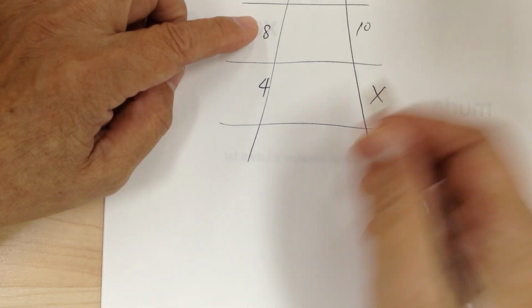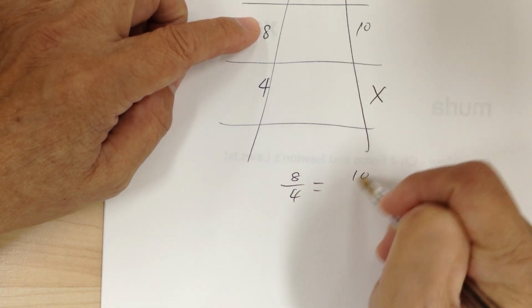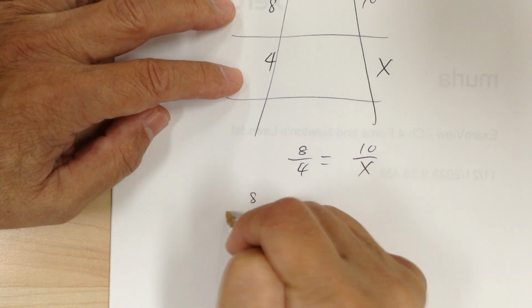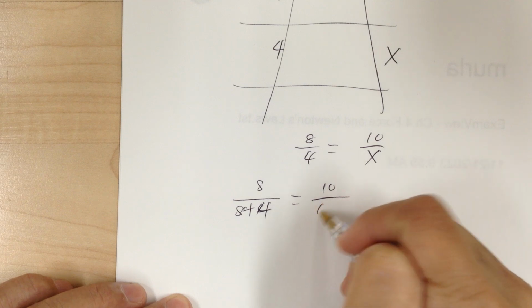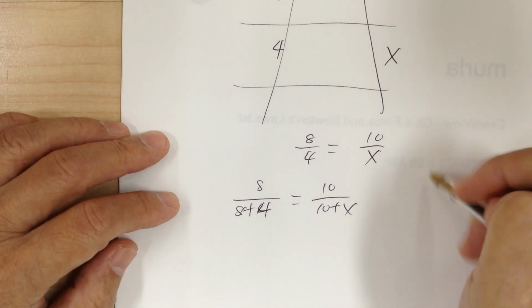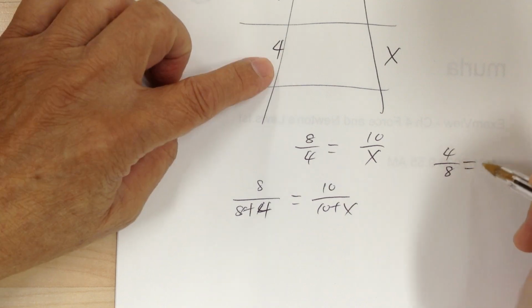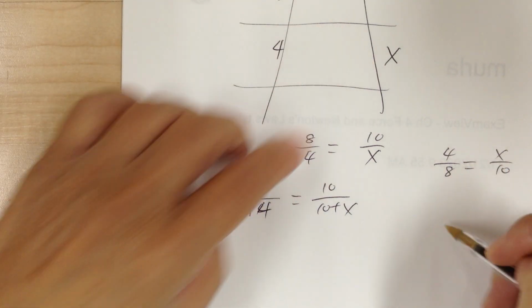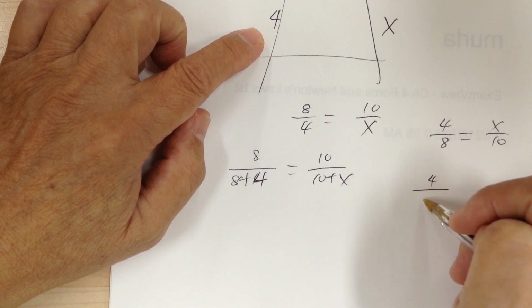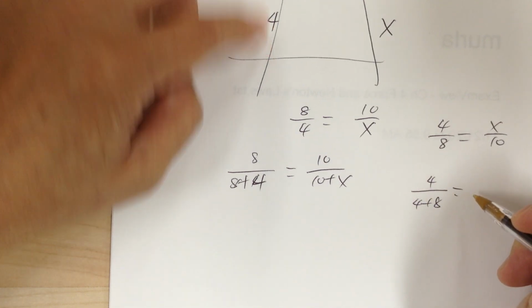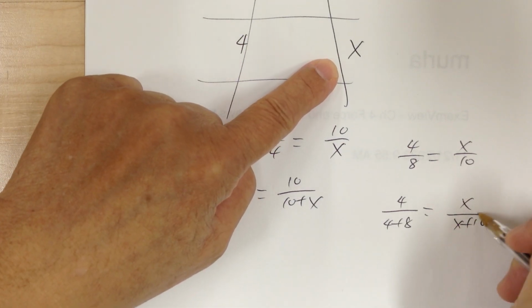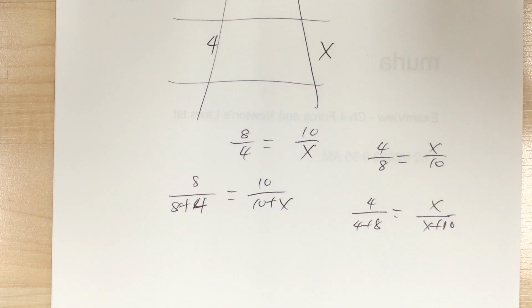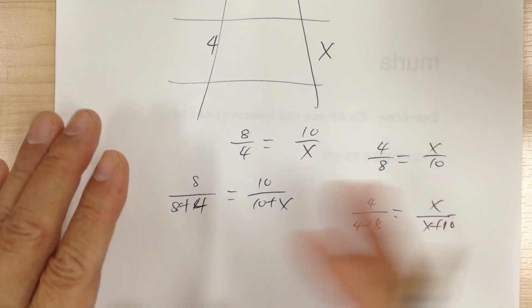So to write this again, you can have 8 over 4 equal to 10 over x, or you can have 8 over 8 plus 4 equal to 10 over 10 plus x. Or you can have 4 over 8 equal to x over 10. Or you can have 4 over 4 plus 8, so this over the sum, equal to x over x plus 10. See that? So that's your 4 different ones. You can write it any way you want, as long as you match up exactly.